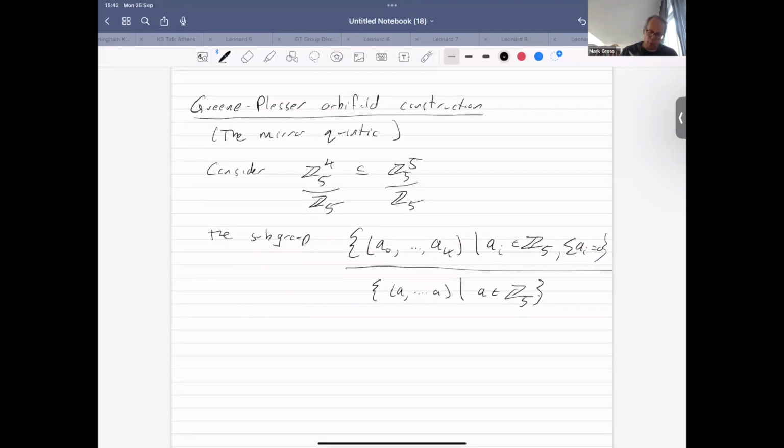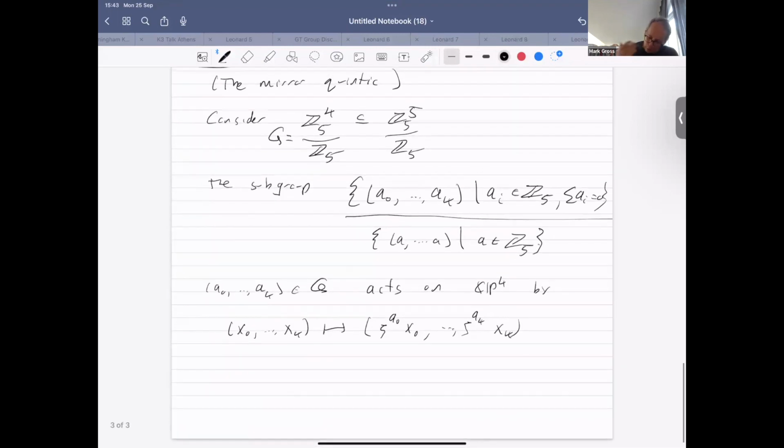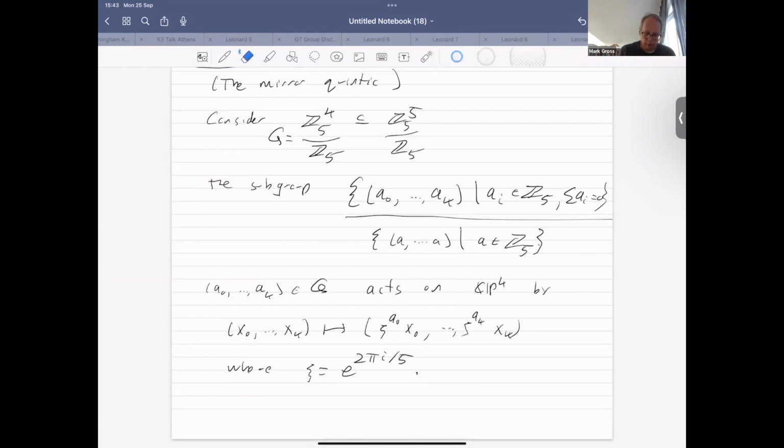Now, this group will act by multiplying by roots of unity on the points in CP4. So let's call this group G, and A0 through A4 in G acts on CP4 by a point in CP4, X0 through X4, maps to C to the A0 X0, through C to the A4 X4, where C is a primitive 5th root of unity. So where C is equal to, say, e to the 2 pi i over 5. So we have a group action of G on CP4.